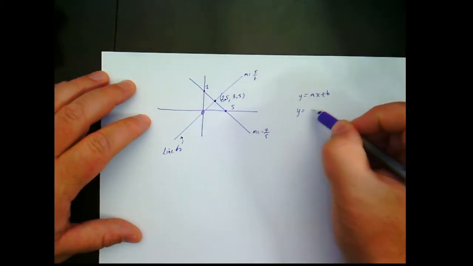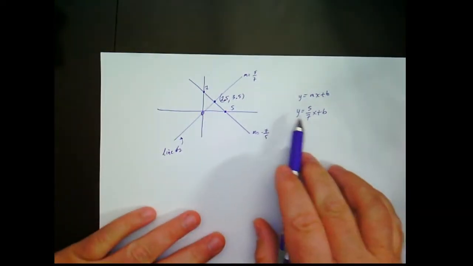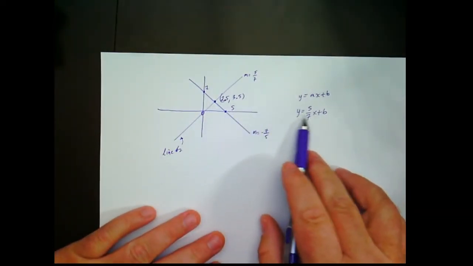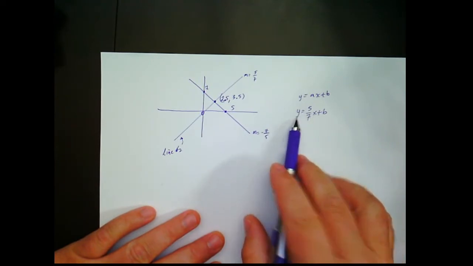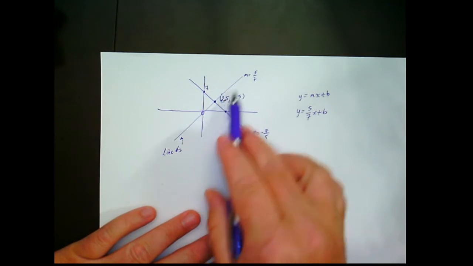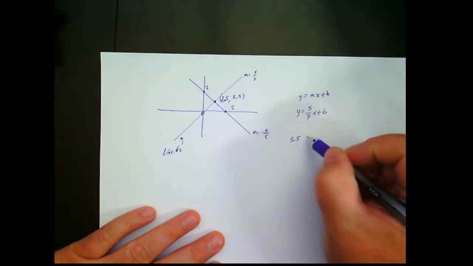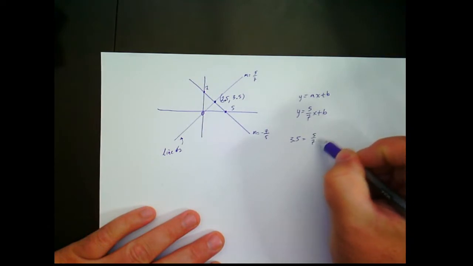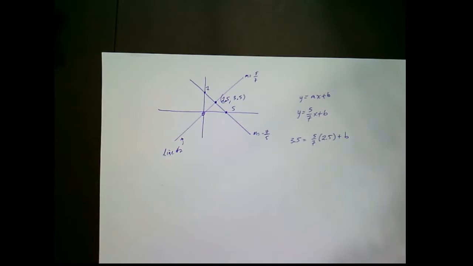So y equals, I know this is true so far. What I need to do to figure out b is take a point that I know is on the line and plug in the coordinates y and x here and here. Now I know this is a point that's on this line, so I can plug in 3.5 for y, 5/7, and 2.5 for x. And now I can solve this equation for b.